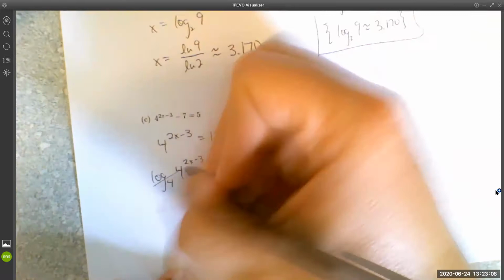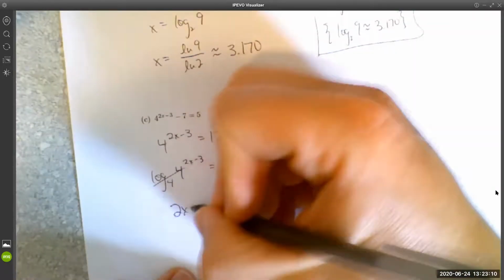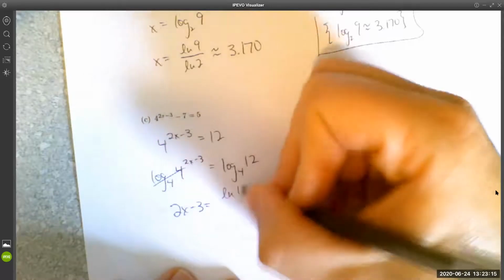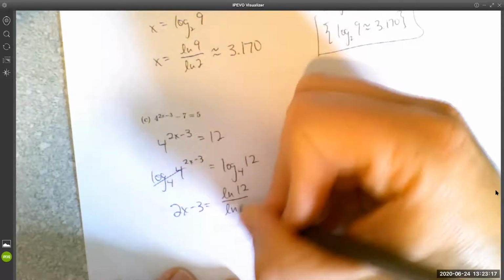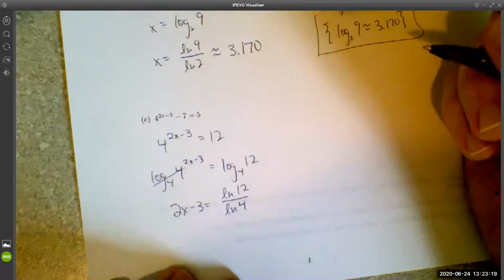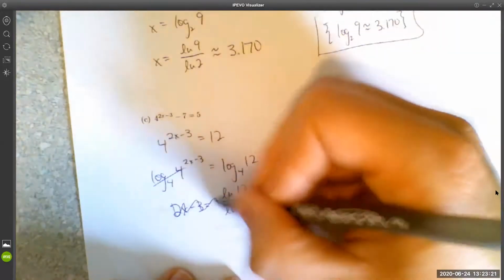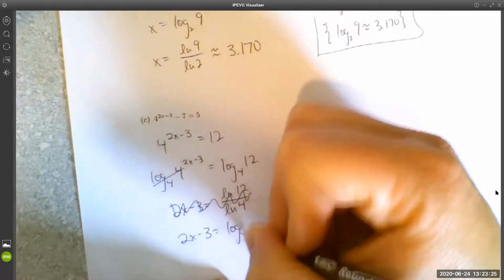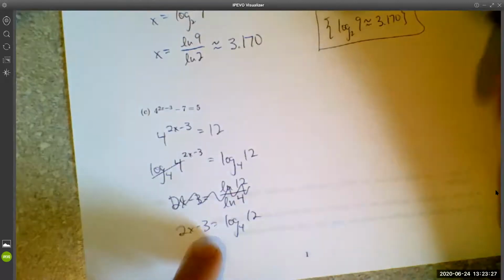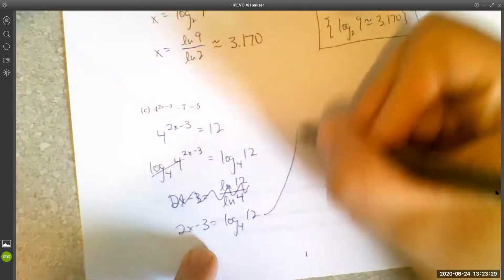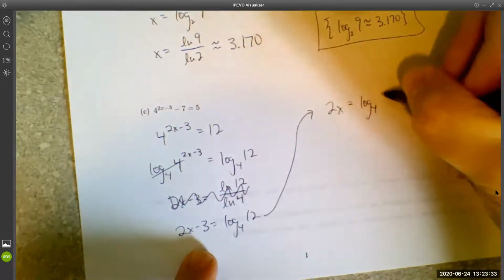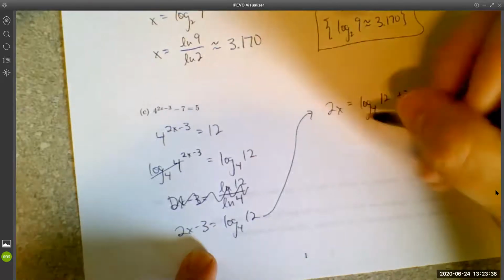Here the log base 4 and the 4 cancel. You get ln 12 divided by ln 4. Although you're still not finished solving for x, so maybe I'll just leave it. 2x minus 3 equals log base 4 of 12. Because we still have to solve for x, right? So at this point, now we need to add 3. And then divide by 2.